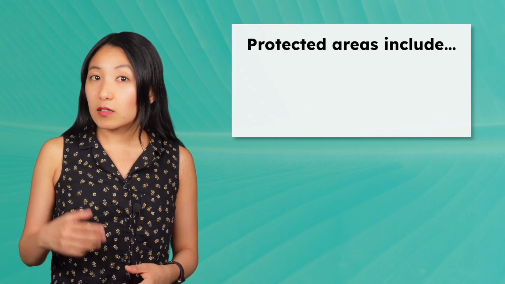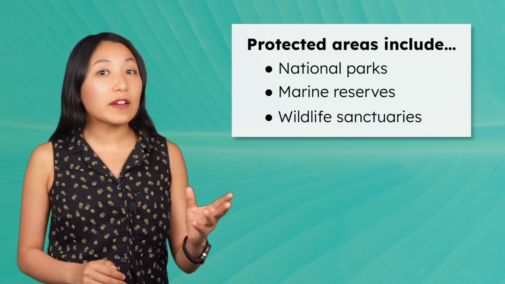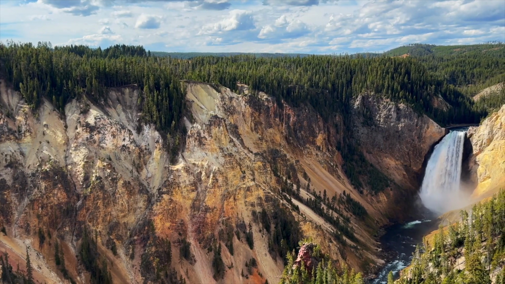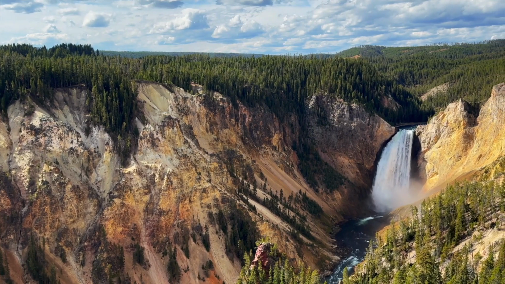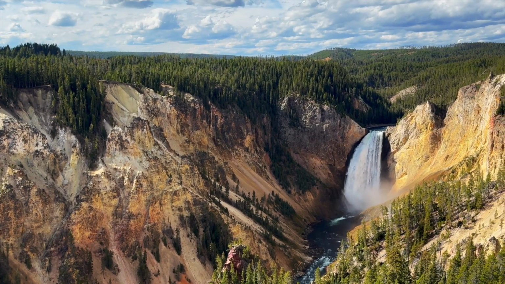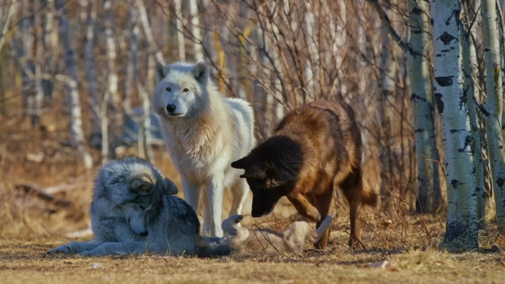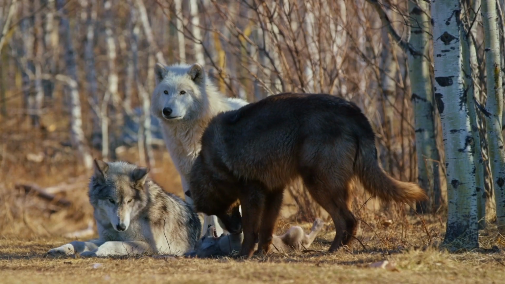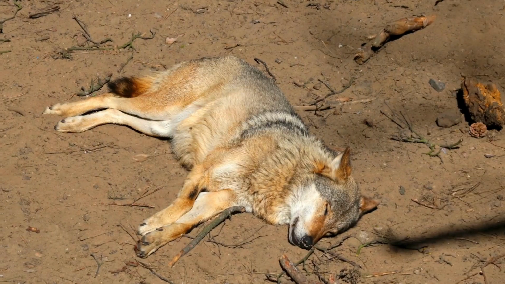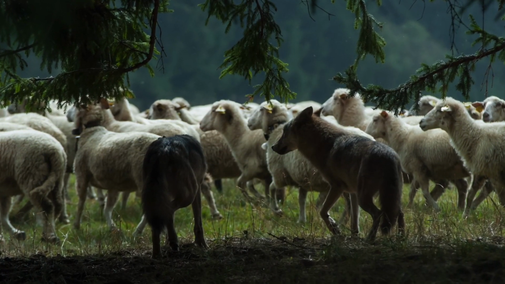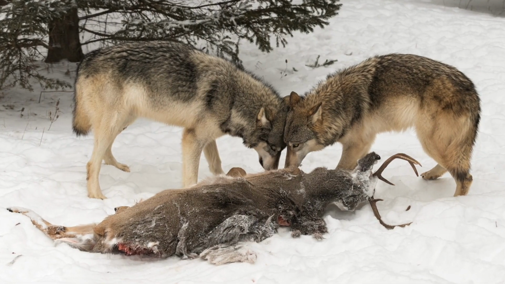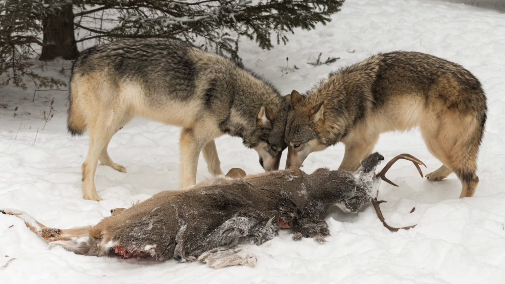These include areas like national parks, marine reserves, and wildlife sanctuaries. A famous example of a protected area is Yellowstone National Park. This breathtaking landscape is one of the only places in the lower 48 states where large predators like gray wolves and grizzly bears still roam freely across a vast protected ecosystem. These animals face hunting, habitat loss, and human conflict in areas beyond the park. But inside Yellowstone, they have the space and safety they need to survive and play their natural roles in the food web. Protected areas are often considered the gold standard of wildlife conservation.